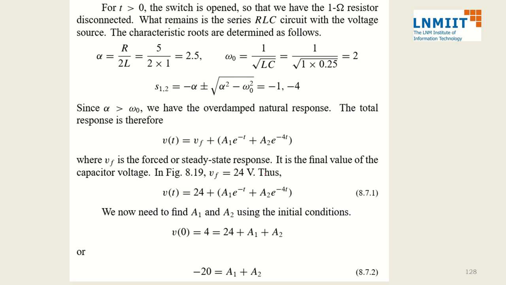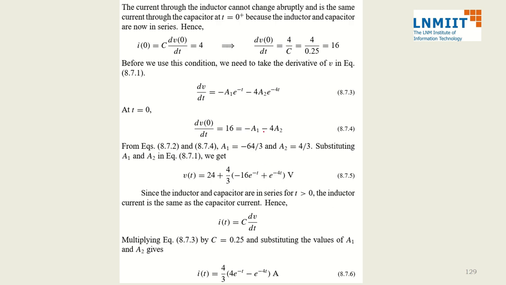Calculate alpha. Alpha is 2.5. Omega is 2. Alpha greater than omega, I get two distinct roots. Now this is the form of my answer. This is natural response. This is forced response. Forced response we just calculated. Natural response, I need to calculate A1, A2. Put t equal to 0. I get the first equation in A1, A2. Take derivative on both sides. Put t equal to 0. I get the second equation in A1, A2, and then I put the values of A1 and A2, and this is my total answer for V of t.